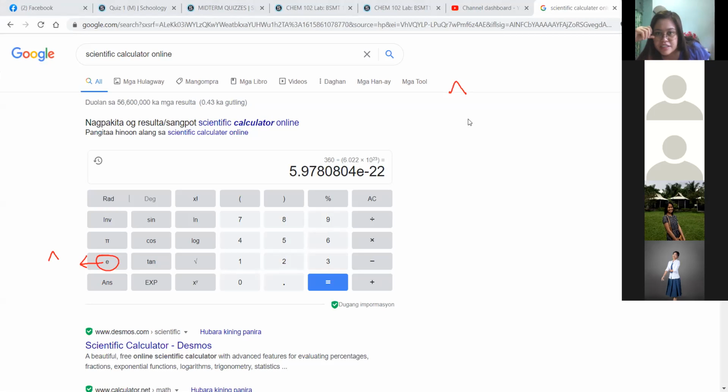Sige, i-input na siyang 360. Sige. I-try ha. Tapos, divide. Tapos, ibutang 6.022. And then, kanang EXP sa ilalom ang gamita. Ayaw butang times 10. EXP diretso. Pindutan ng EXP din ha. Tapos, pag pindot nimo sa EXP, ibutang diretso ang 23. Kunya equals. Sige daw, pila answer?